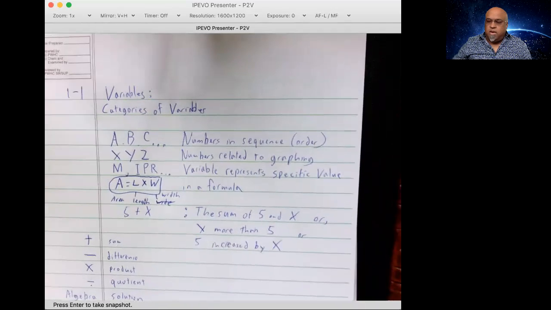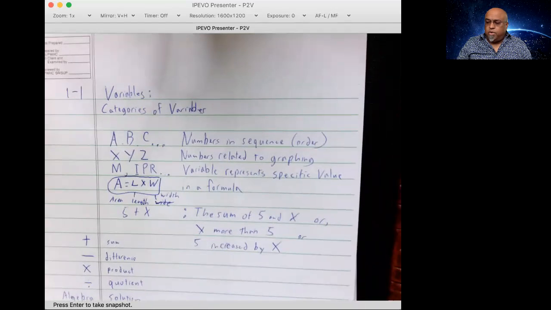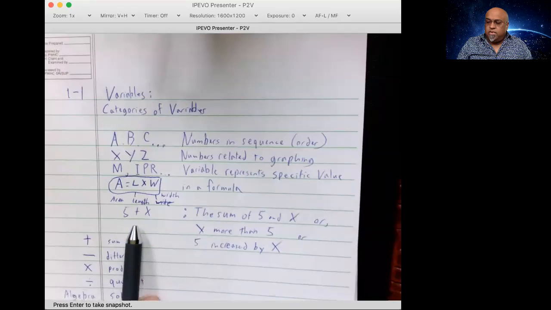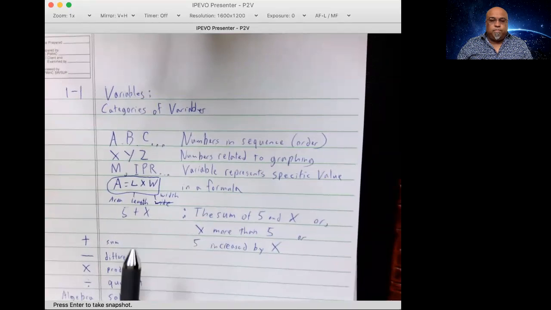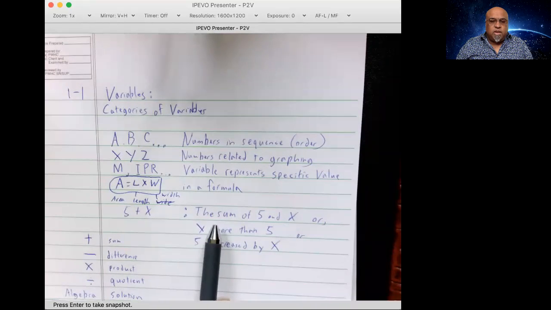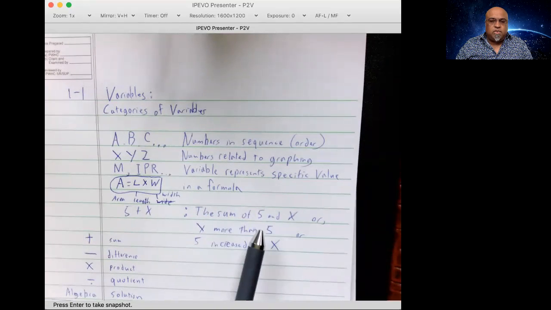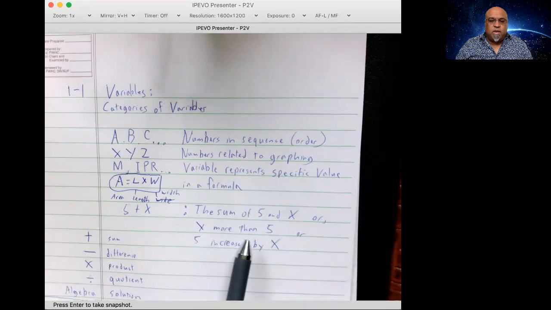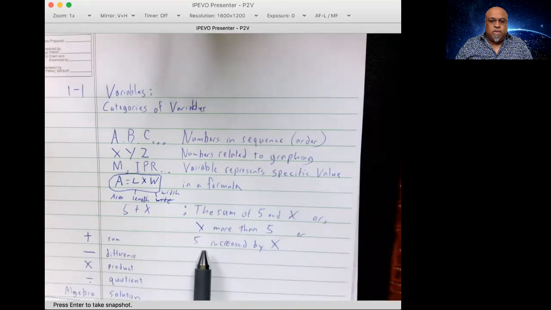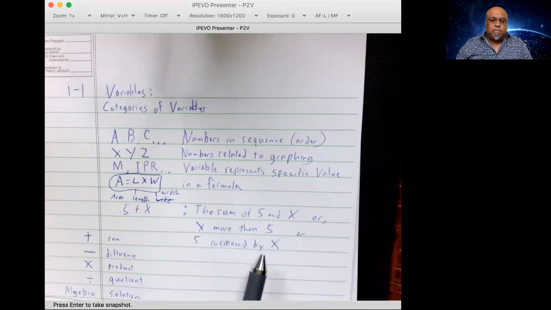Now I have an expression here. It is 5 plus x, or 5 plus the letter x. Now, let me say some different ways that I can say this using words. I can say 5 plus x is the sum of 5 and x, or I can say that it is x more than 5, or I could say that 5 is increased by x.